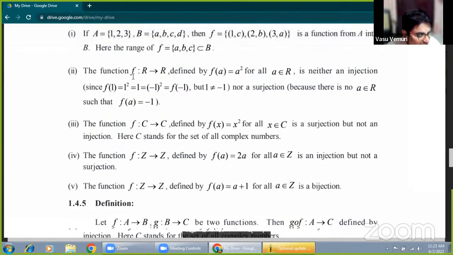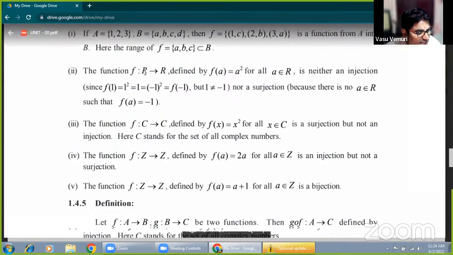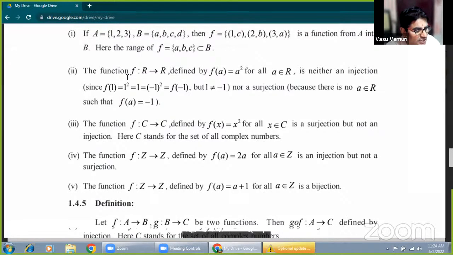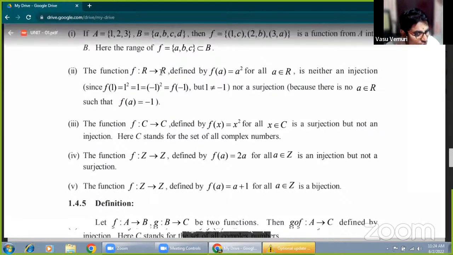The functional relation F is defined from R to R. Here small a belongs to capital R. F of a is the codomain element in the same part, that is, the square of the elements in the image. So F is defined from R to R, F of a equals a square, for all a belonging to R. R is any one of the real numbers.